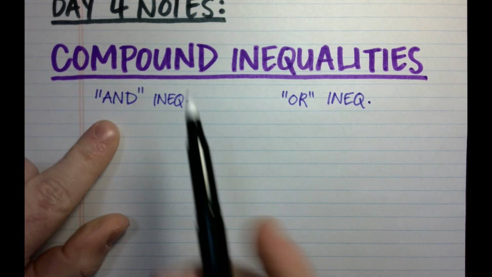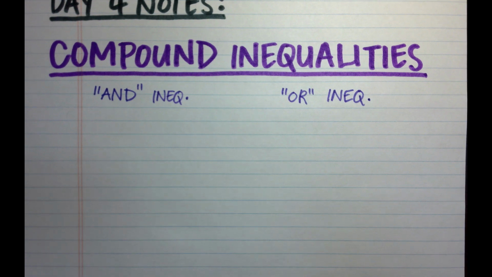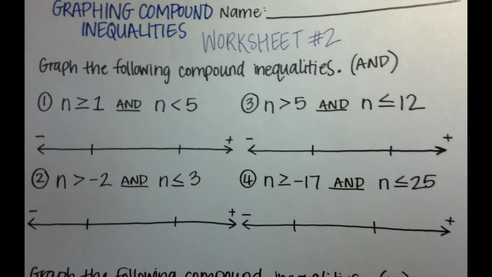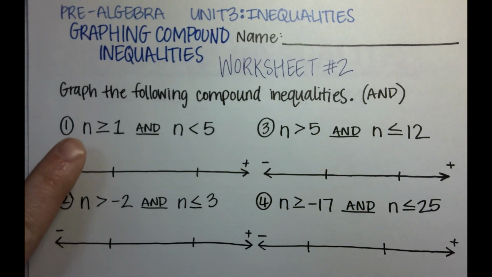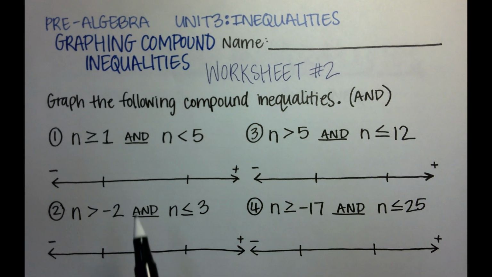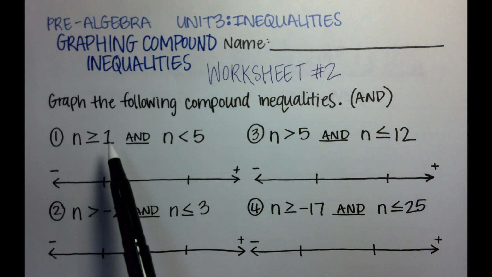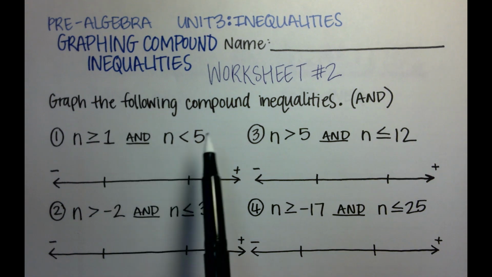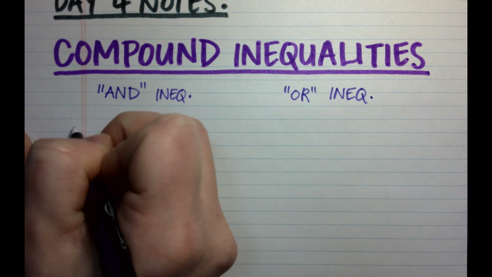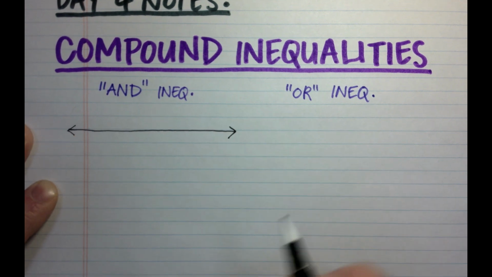Whenever we solve an inequality that says "and," I will always write the word "and" on it. For example, this is pre-algebra. It'll look something like this, although we'll be solving it. I won't just give you the numbers like in pre-algebra. Something like n is greater than or equal to 1 and n is less than 5. Whenever I tell you it's "and," our graph is going to look like this.